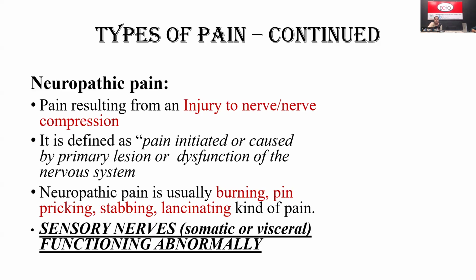Okay, so how can we differentiate neuropathic and nociceptive pain? From the quality of pain the patient is telling. Usually in neuropathic pain, the quality of pain is burning, pin pricking, stabbing, lancinating kind of pain, shooting type of pain. Okay, next.